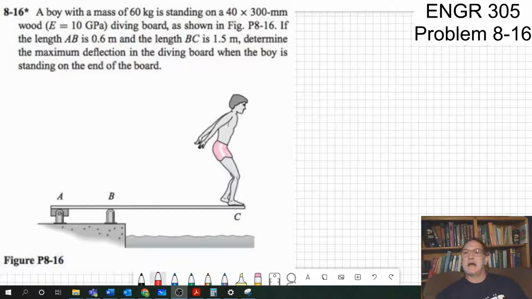Engineering 305. This is chapter 8, problem 16. This is a longer problem, a special request problem, and it's typical of the problems we get in chapter 8. They're very long. They've got a lot of steps. You should have a plan from the beginning, but the plan is fairly simple.